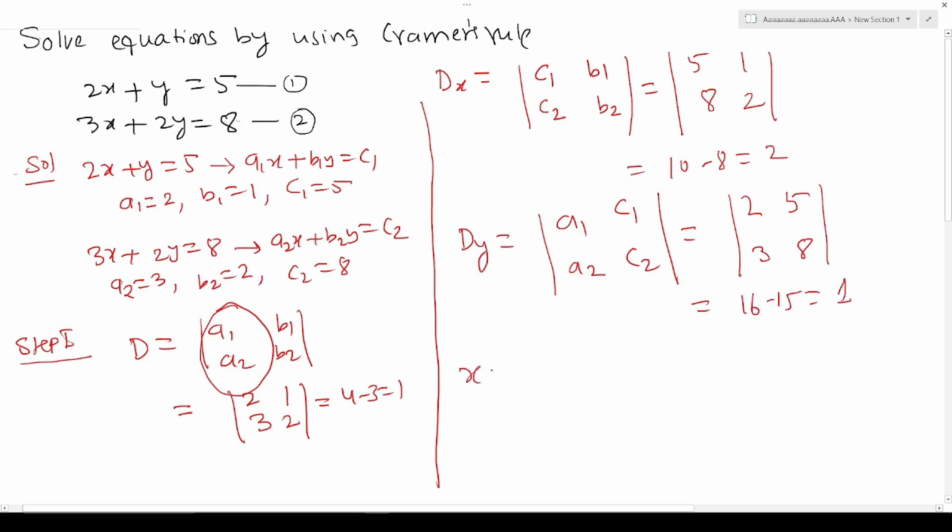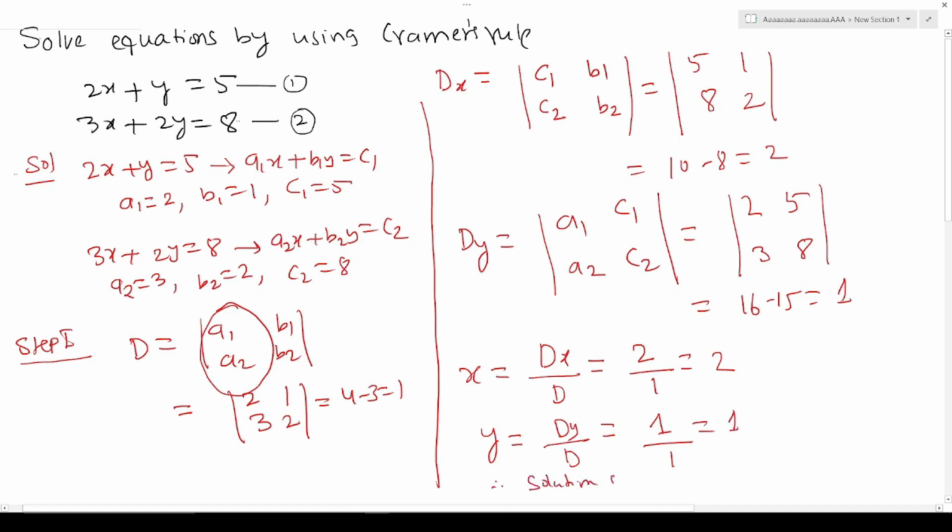Now the x value: x is given by the formula Dx upon D. This formula comes from Cramer's rule, and Dx is 2 and D is 1. So 2 upon 1 equals 2. After that, y is Dy upon D. Dy is 1 and D is also 1. 1 upon 1 equals 1. Therefore, the solution set is x equals 2 and y equals 1.